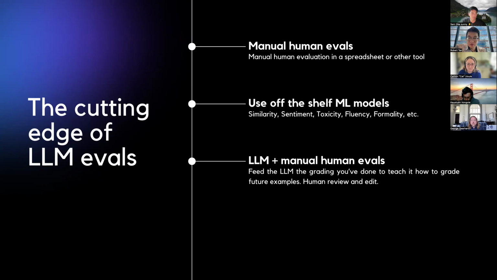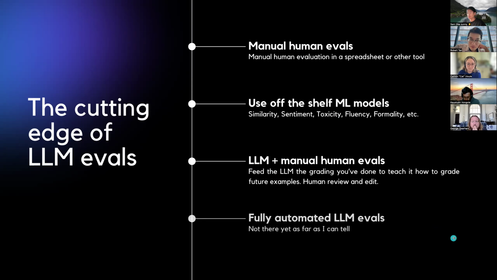People have been exploring this a lot and refining this a lot, and a lot of them have been getting really good results. So this is the next step of the evolution of how to grade your outputs, right? But you need to do the manual human evals first, and then it's fully automated LLM evals, where nobody has to touch anything and it just runs on its own. As far as I can tell, we're not there yet, and you always need some sort of human in the loop evaluating it.